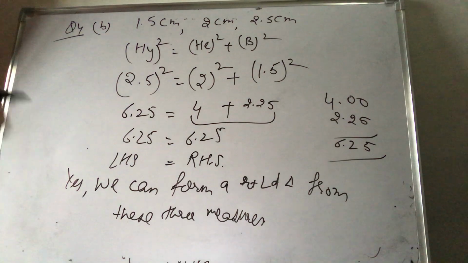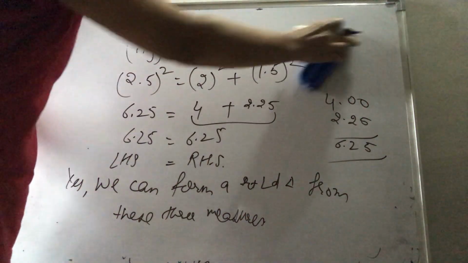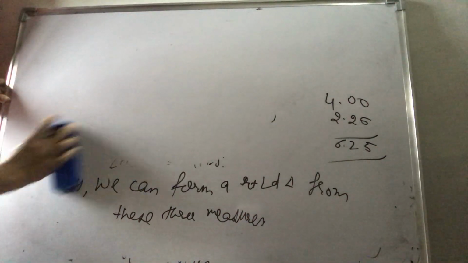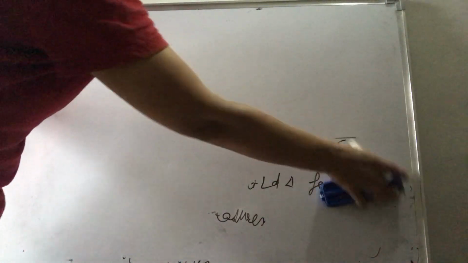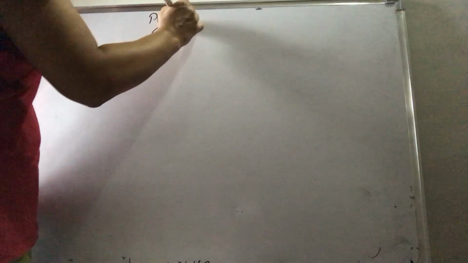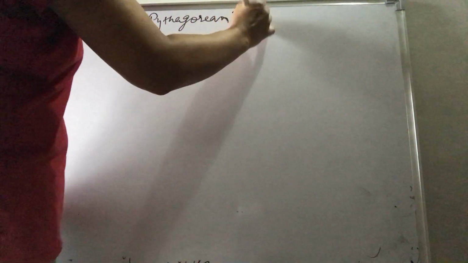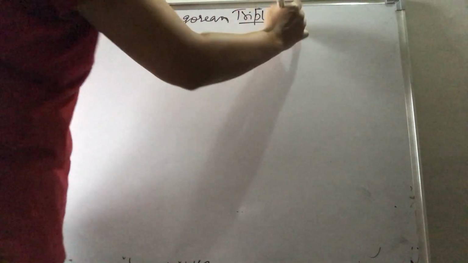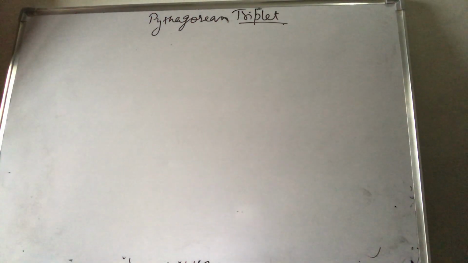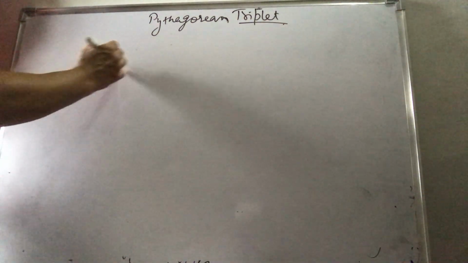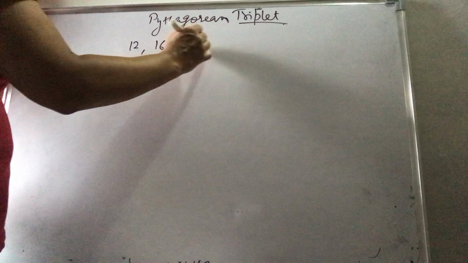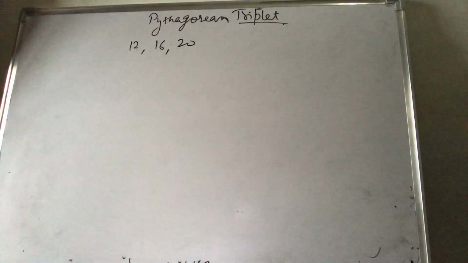This is the question number 4. Now look at the question number 5. Which of the following are Pythagorean triplet? Triplet means 3 terms, and Pythagorean is derived from the word Pythagoras. So we are given 12, 16, 20. We have to tell whether it is a Pythagorean triplet or not.